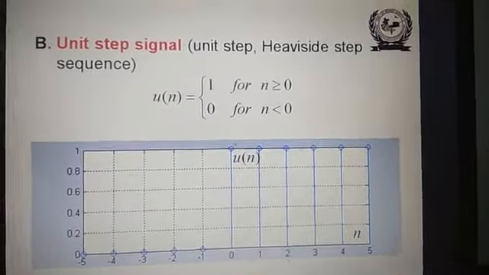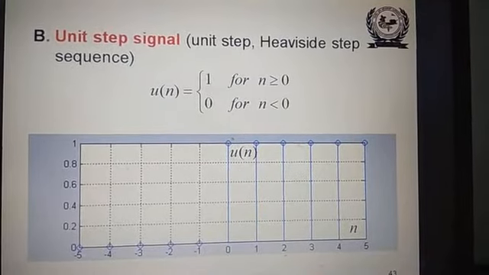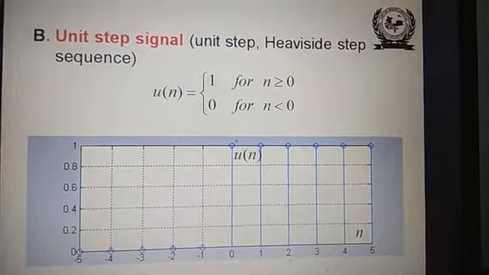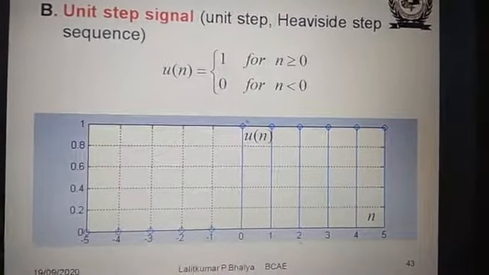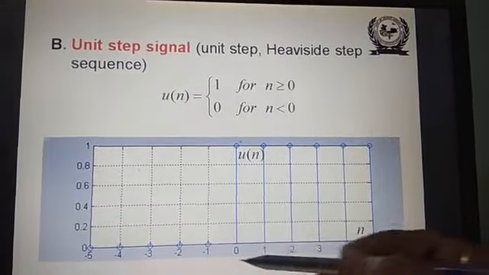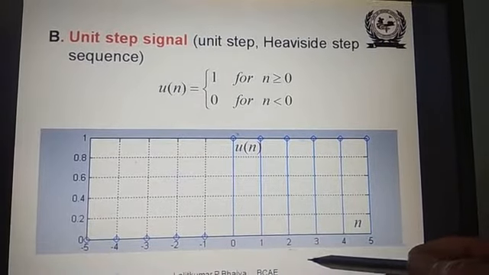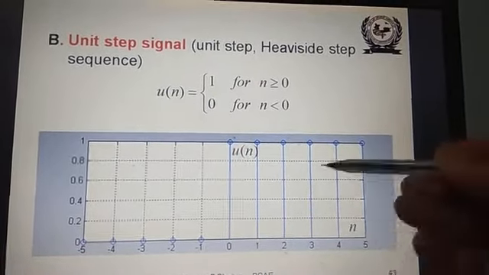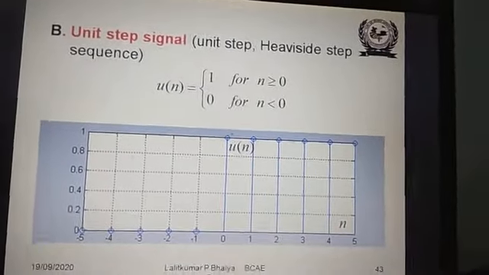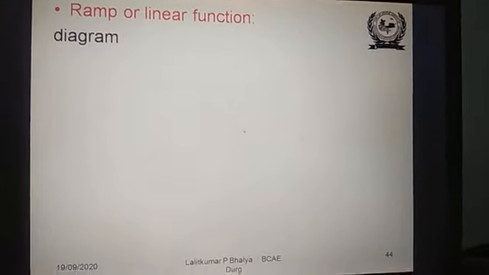Here is the definition of the unit step signal. This is in terms of the discrete signal. u of n is equal to 1 for n greater than 0 and u of n is equal to 0 for n less than 0. So this shows here the step signal. And this is the sampled value at n equal to 0, 1, 2, 3, 4, 5. Here you will get this value equal to 1. And here this value is equal to 0. So this is like a step. This is a standard function used for testing.